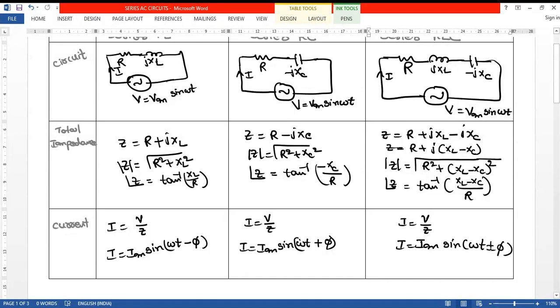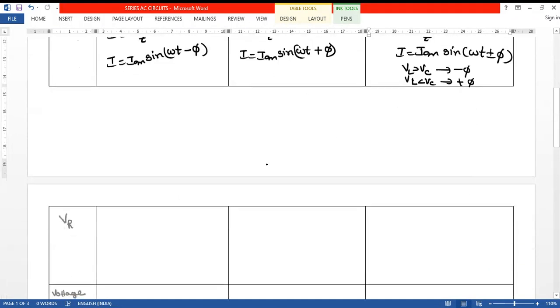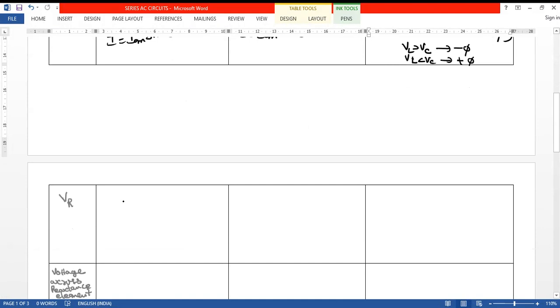Why is it plus or minus here? If VL is greater than VC, we get minus phi. If VL is less than VC, we get plus phi. VR is equal to IR.